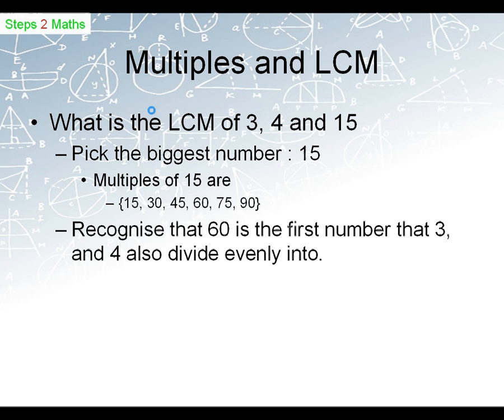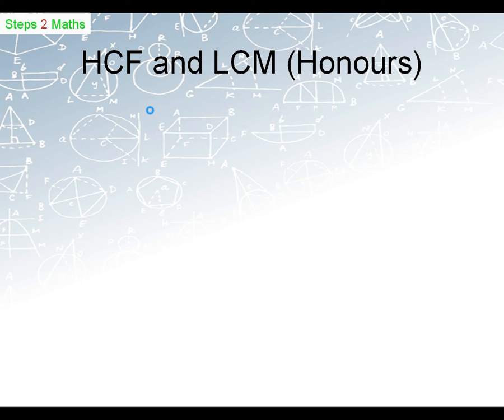Now it's up to you to recognize that 60 is the first number that 3 and 4 also divide evenly into. So 4 doesn't divide evenly into 15, 4 doesn't divide evenly into 30, 4 doesn't divide evenly into 45, but 4 does divide evenly into 60, and so does 3. So 60 is the lowest common multiple. However, with this method, it's up to you to know your times tables and to recognize the smallest number that the other numbers divide evenly into. Okay, so that's how you find factors and the lowest common multiples.